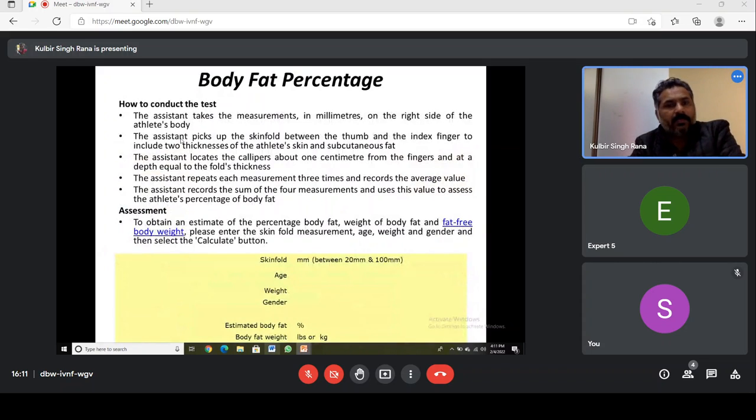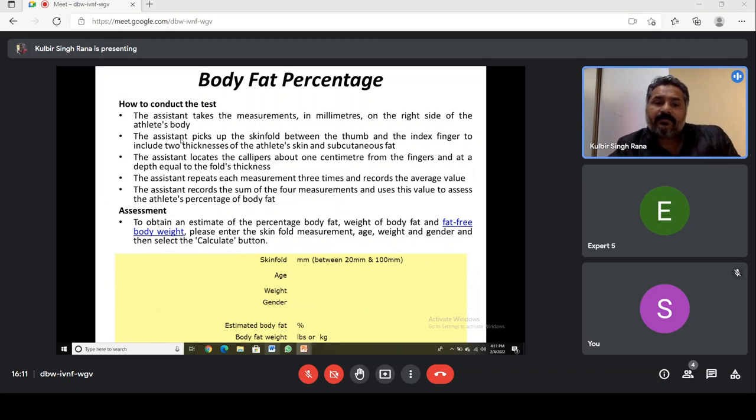So, I think you know how to conduct the test. Mark the site from where we have to take the skin fold. Pinch it with the index finger and thumb, and then put the caliper, and the reading of the caliper is taken. I think you know how to take the skin fold caliper reading, right?